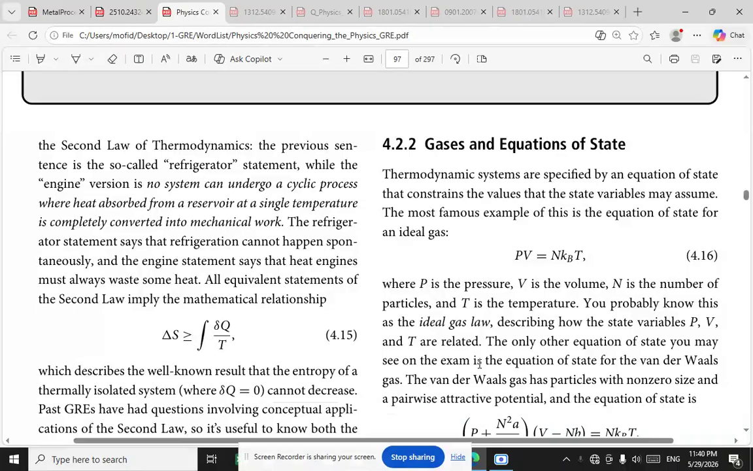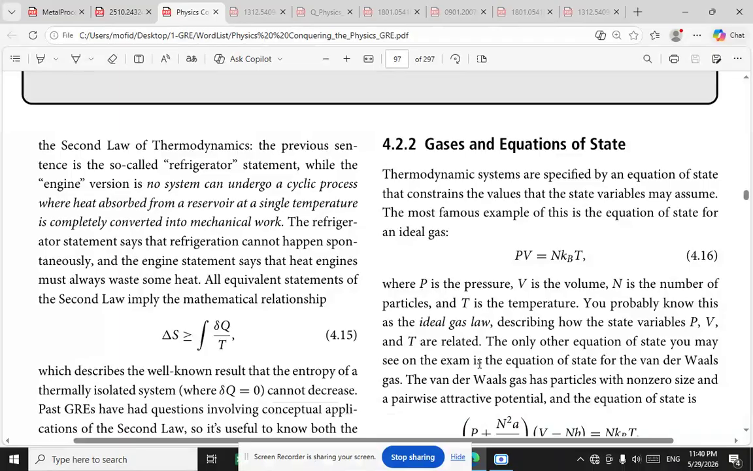Thermodynamic systems are specified by an equation of state that constrains the values that state variables may assume. The most famous example of this is the equation of state for an ideal gas, PV = NkBT, where P is the pressure, V is the volume, N is the number of particles, and T is the temperature. You probably know this as the ideal gas law, describing how the state variables P, V, and T are related.